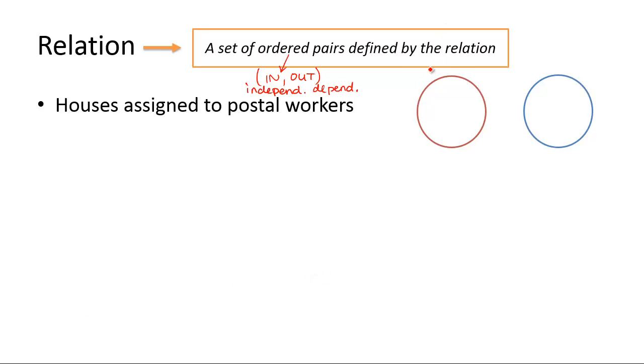So say you've got houses, and say there's a bunch of houses in a city here, and maybe some of these houses are assigned to a certain postal worker. So one postal worker has a few houses here. You can imagine that there would be more of these, obviously, but you can see that there's a relationship there between the house number and the postal worker number.